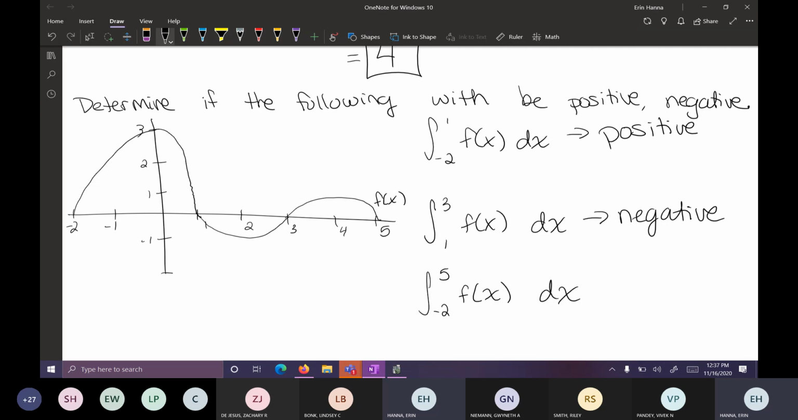Now from -2 to 5, we have some area that's above the x-axis and some area that's below the x-axis. Now that last area that's above the x-axis is probably about the same amount. Well, I tried to make it about the same amount as the one that's underneath the x-axis. So those would most likely end up canceling each other out.